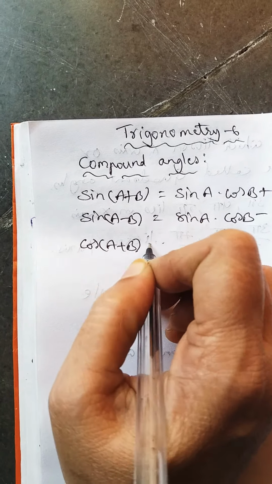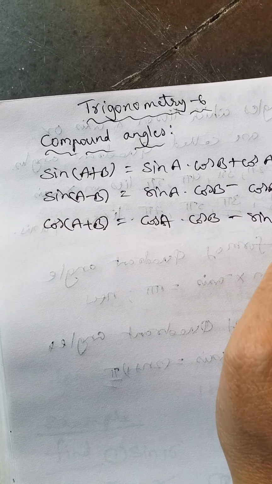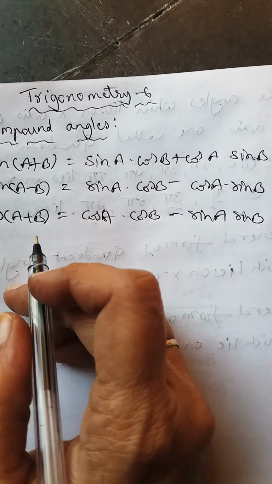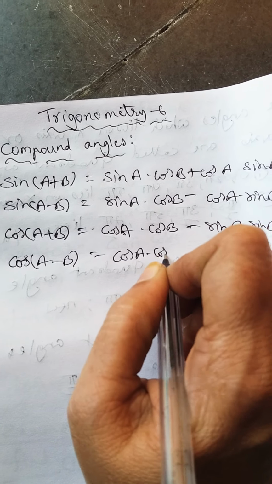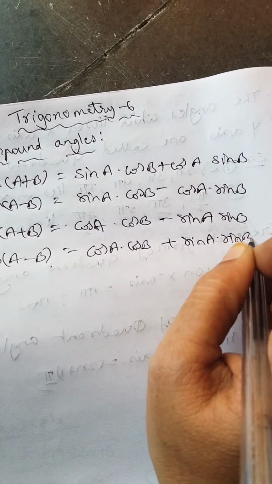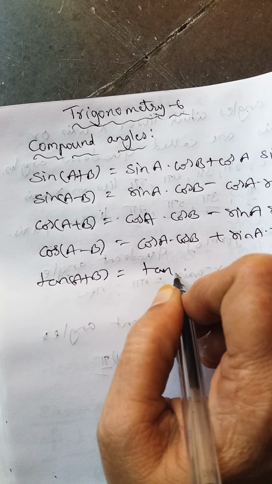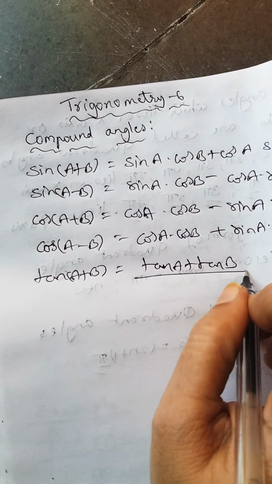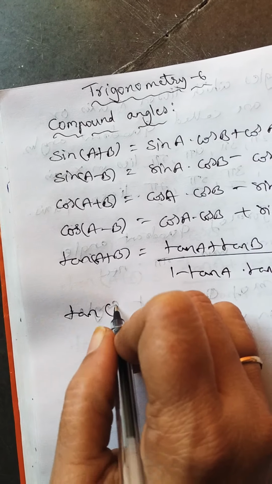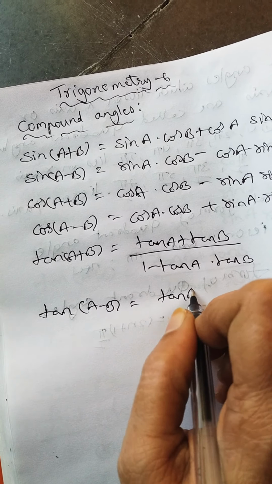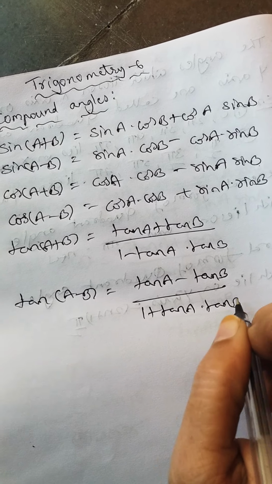Cos(A plus B) is equal to cos A cos B minus sin A sin B. Cos(A minus B) is equal to cos A cos B plus sin A sin B. Tan(A plus B) is equal to tan A plus tan B by 1 minus tan A into tan B. Tan(A minus B) is equal to tan A minus tan B by 1 plus tan A into tan B.